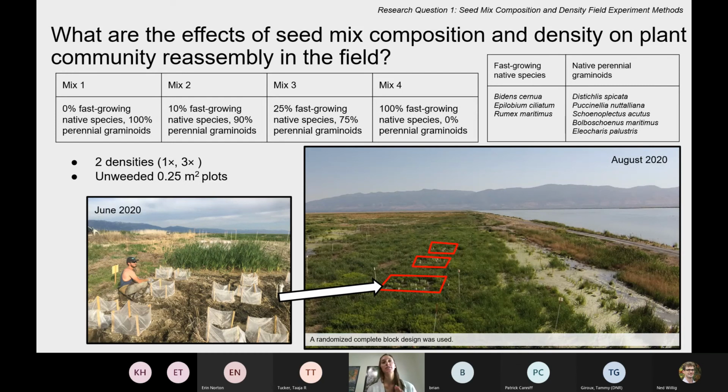And now these mixes are different than the greenhouse. So mix 1 is 0% of those fast growing native species, so those are on the right here in this table, those are 3 of the forbs, and 100% of the perennial graminoids. Mix 2 is a 10/90. Mix 3 is a 25/75. And then mix 4 is kind of the other end of the spectrum, so just 100% fast growing native species and no perennial graminoids. So we sowed these plots in June and took percent cover across time.